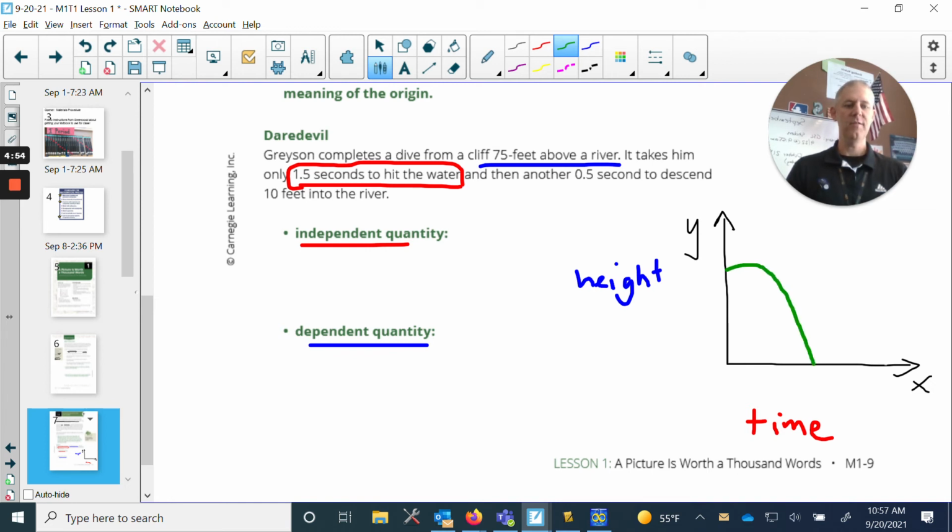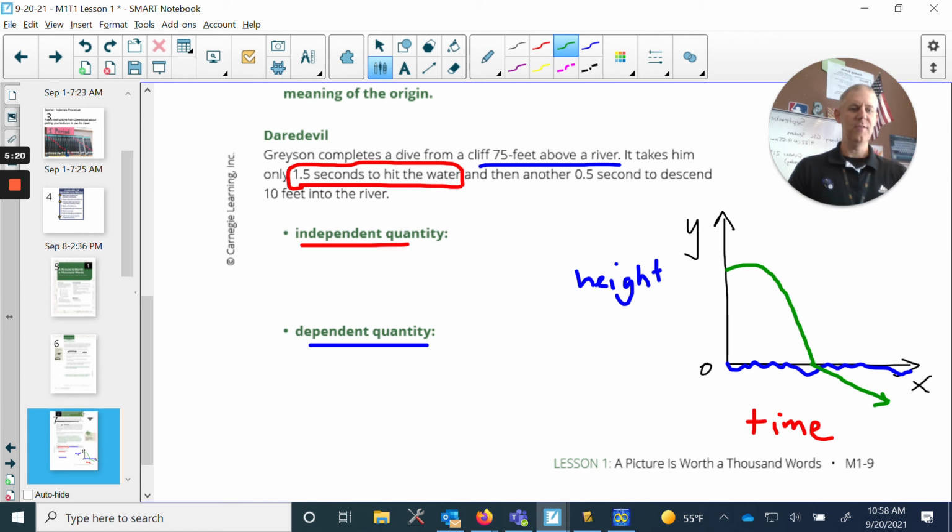And then we said this x-axis, where our independent variable always goes, would represent 0 height above the water. When he gets to the water, he splashes in, probably feet first, and he's going to slow down. He's going really, really fast to the water, gravity's pulling him down, and then he gets to the water, and then maybe he slows up into the water. And this is another half second to descend 10 feet into the river. Okay, so that was day 1.